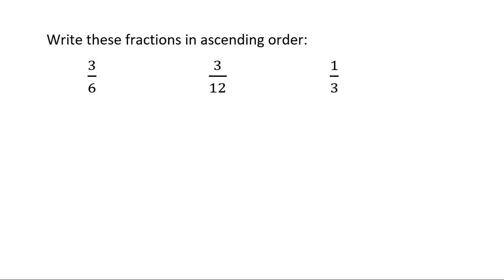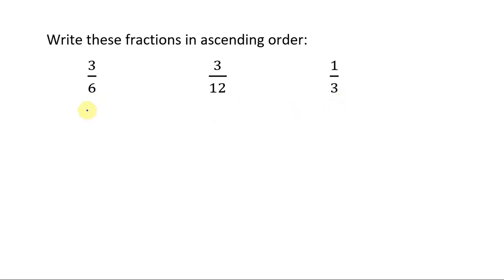Let's have a look at writing fractions in ascending order. Here we have 3 fractions. All of our fractions have different denominators, so it's quite tricky for us to see which is the smallest and which is the biggest, so we can write them in order from smallest to largest, or ascending order. If we could make all of their denominators the same, it would be really easy for us to compare them.